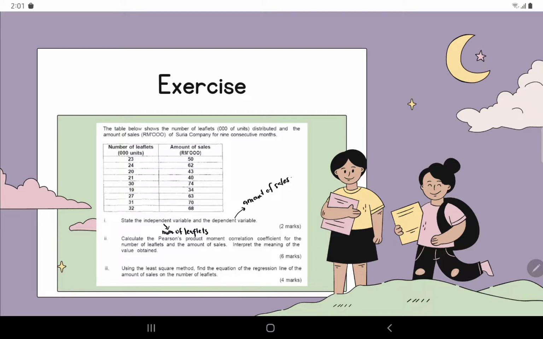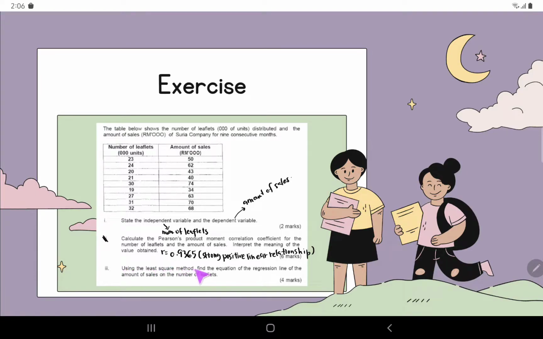Question number 2 is to calculate the product moment correlation coefficient. This is the same as what we did in last week's video lecture, so I just take the answer from the week 7 video lecture. You can refer to it. Based on the week 7 lecture, our r is 0.9365. It means that there is a strong positive linear relationship.